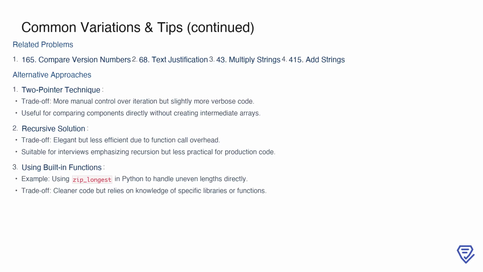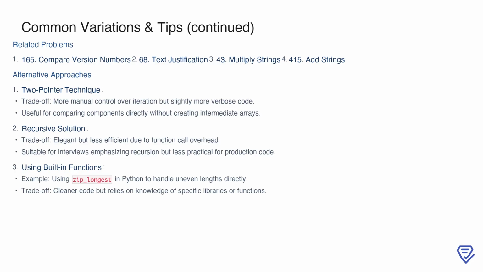When considering alternative approaches, the two-pointer technique is a useful option. It provides more manual control over iteration and avoids creating intermediate arrays, though it can result in slightly more verbose code. A recursive solution, on the other hand, is elegant and may be appealing in an interview setting where recursion is emphasized. However, it's generally less efficient due to the overhead of function calls, making it less practical for production scenarios. Finally, leveraging built-in functions like Python's zip_longest can help handle uneven lengths directly, resulting in cleaner, more concise code. The trade-off here is that it depends on familiarity with specific libraries or functions, which may not always be ideal in all contexts.